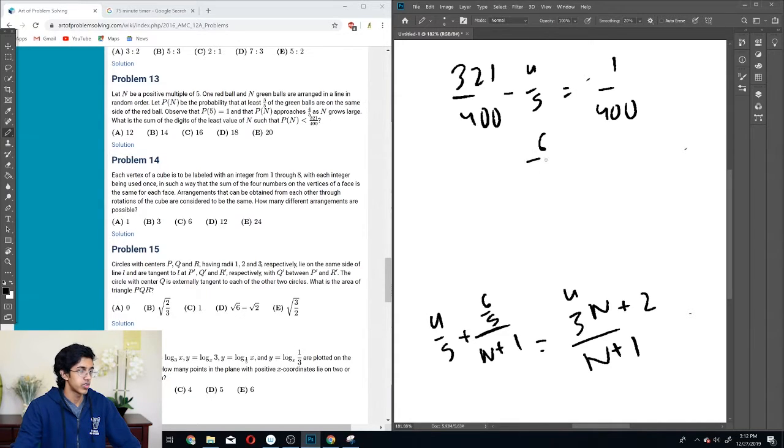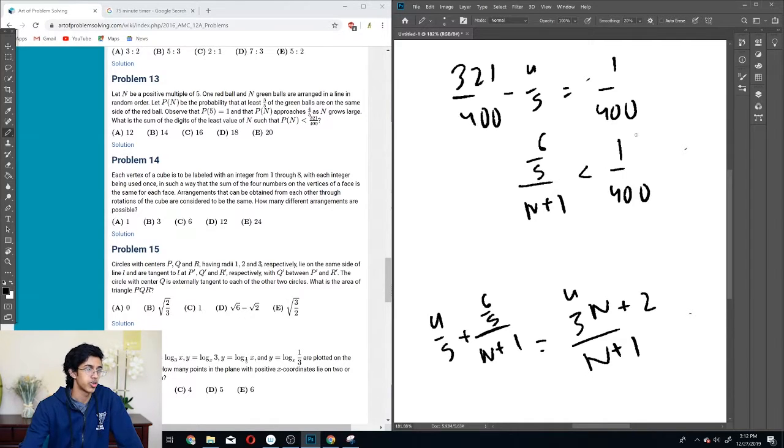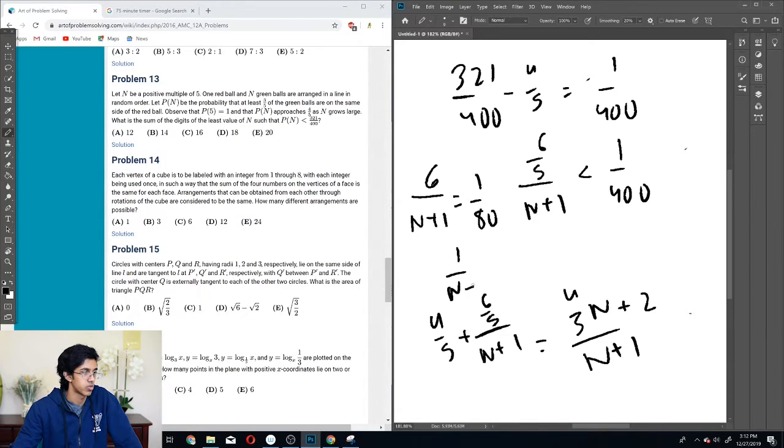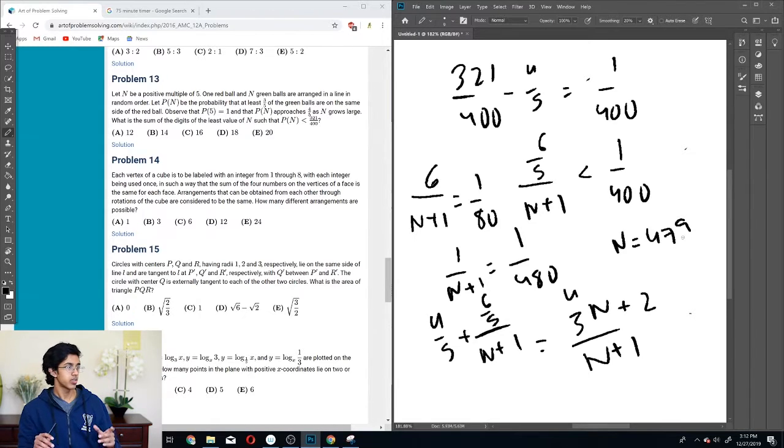So we want 6/5 over n plus 1 to be less than 1 over 400. So if we multiply this out, we get 6 over n plus 1 is equal to 1 over 80, which is equal to 1 over n plus 1 is equal to 1 over 480. And that basically means that n has to be equal to 479. So that basically means that at 479, P of n is equal to 321 over 400. However, if we want it to be less than it, we just add 1, so it would be 480, so that would be A. Alright, problem 14.